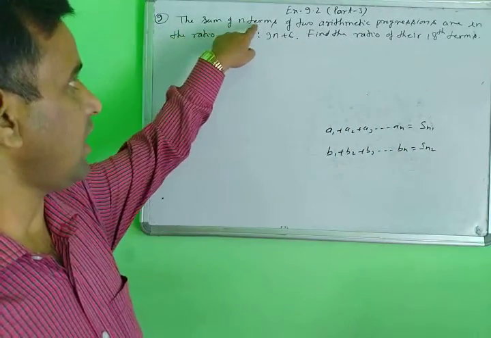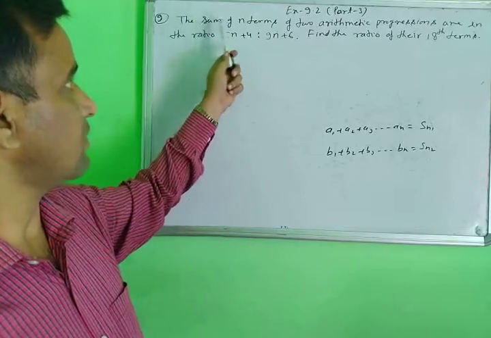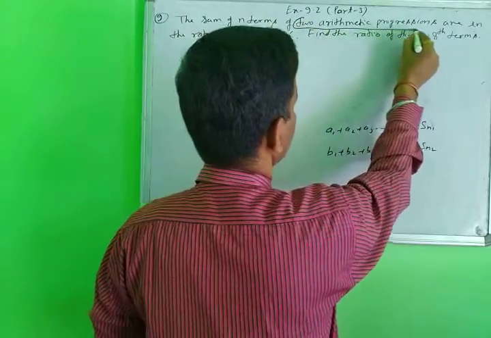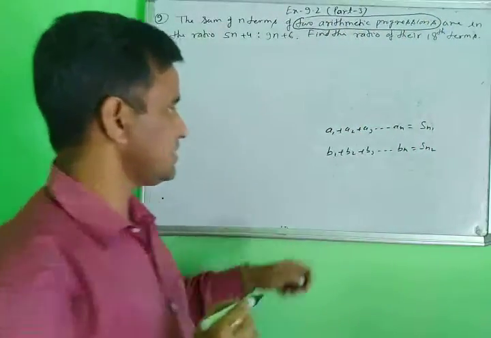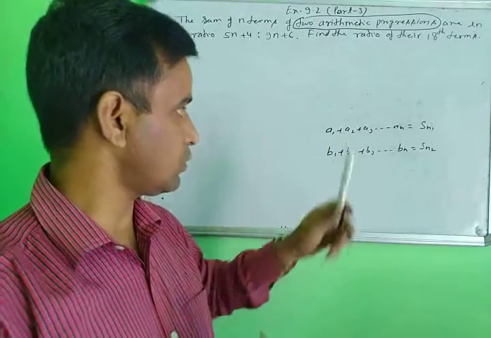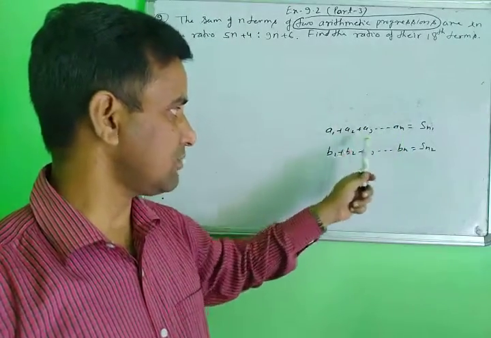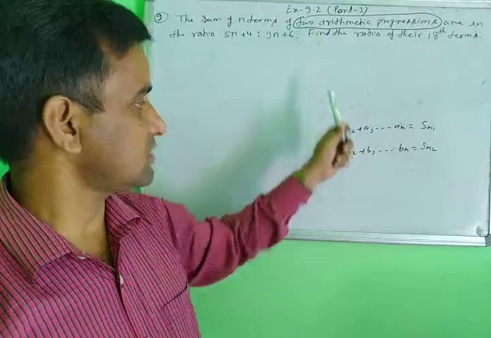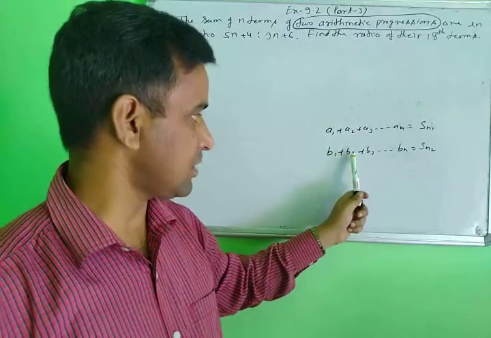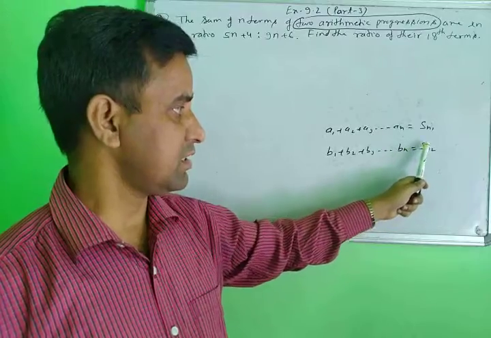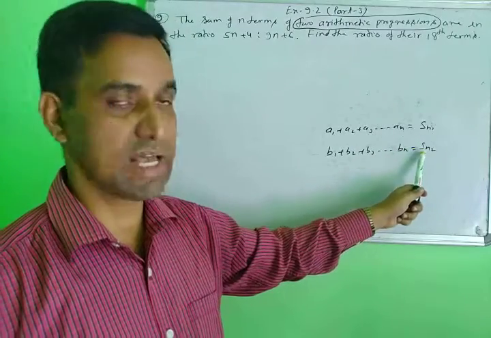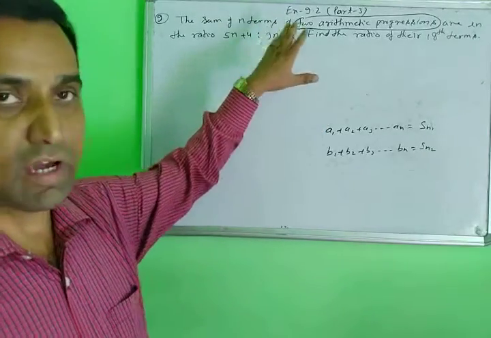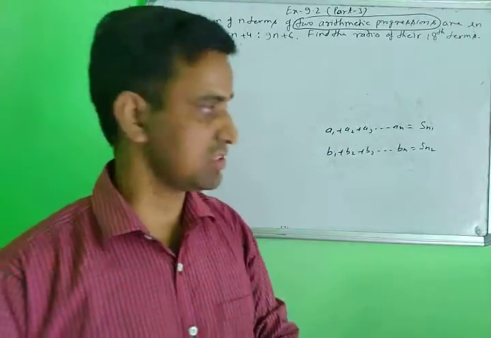Here the sum of n terms of two arithmetic progressions is already given. The first arithmetic progression is A1, A2, A3 up to A n, and its sum is Sn1. The second arithmetic progression is B1 plus B2 plus B3 dash B n, and the sum of this second arithmetic progression is Sn2. Very simple things. The first step is identification: how many arithmetic progressions are given. Here two arithmetic progressions are given.